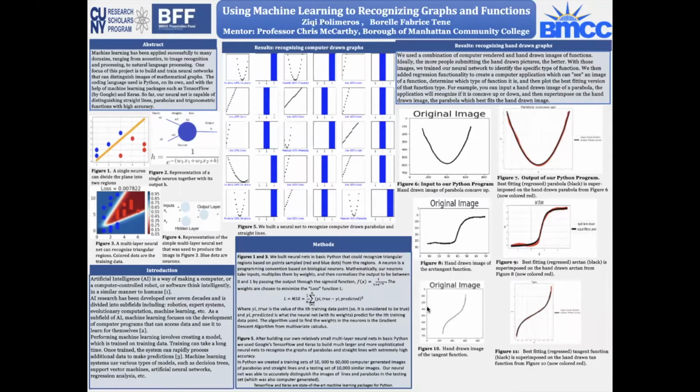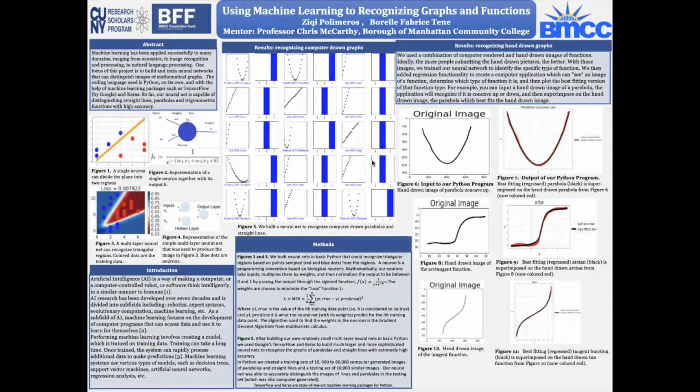The method used here is based on biological neurons. Mathematically, our neurons take inputs, multiply them by the weights, and normalize the output to be between 0 and 1, passing through the sigmoid function. As figure 5 shows, we train our neural network to recognize a line and a parabola. After we created a training set of 10,000 to 16,000 computer-generated images, our neural network was able to accurately distinguish images of a line and a parabola with a high percentage of accuracy.